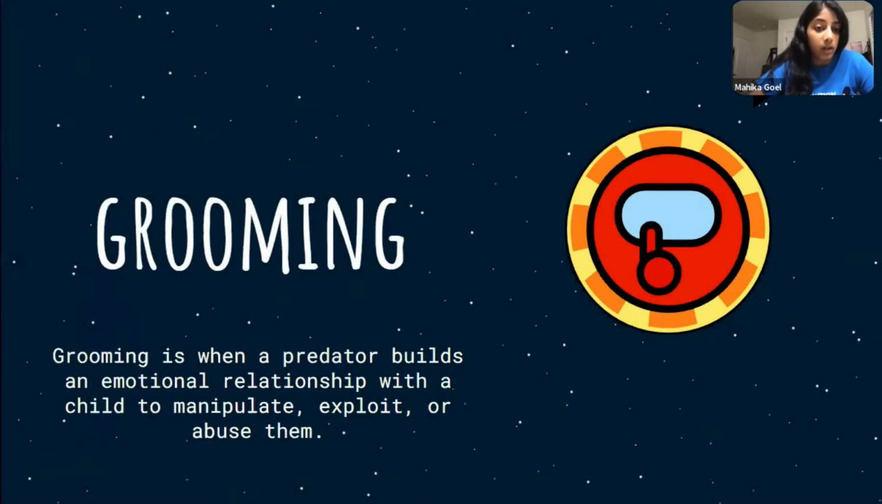So now we're going to go into some principles of online grooming. First and foremost, grooming is when a predator builds an emotional relationship with a child or young adult to manipulate, exploit, or abuse them.